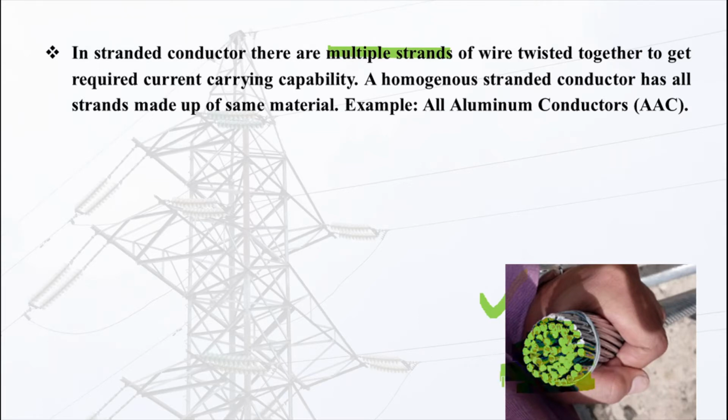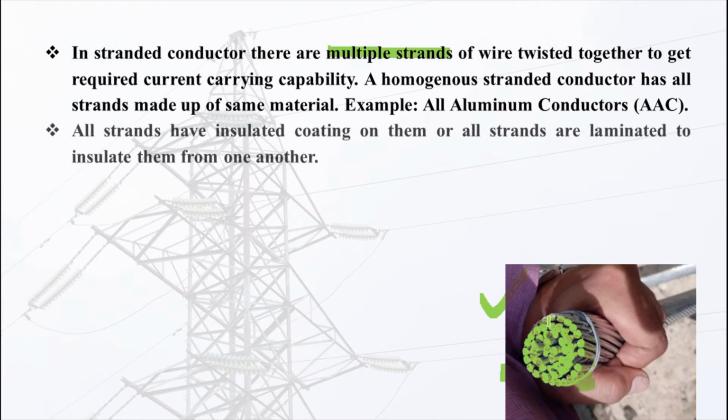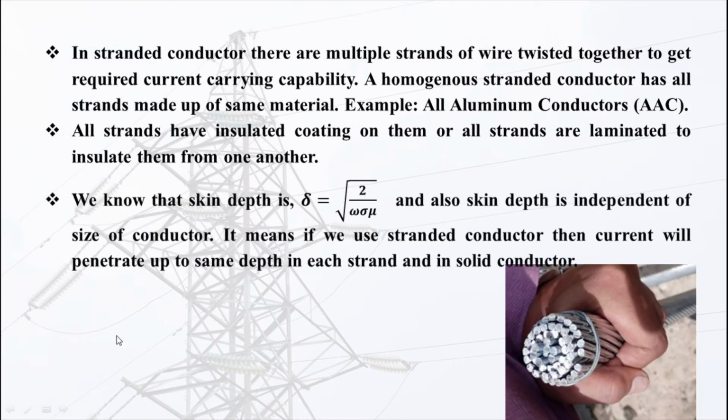Now all these strands of a stranded conductor are insulated from each other. And how are they insulated? They are insulated by providing a laminated coating on them. Now we will discuss how stranded conductors overcome the problem of skin effect.